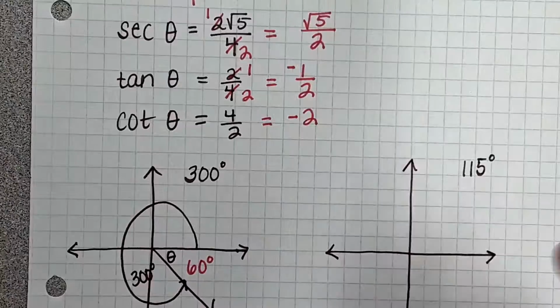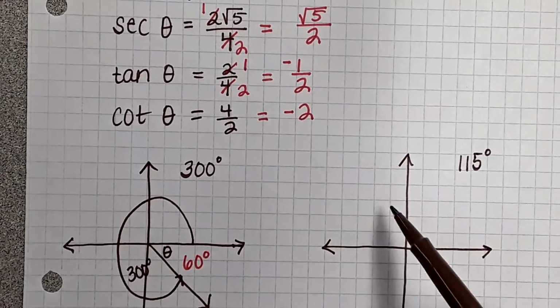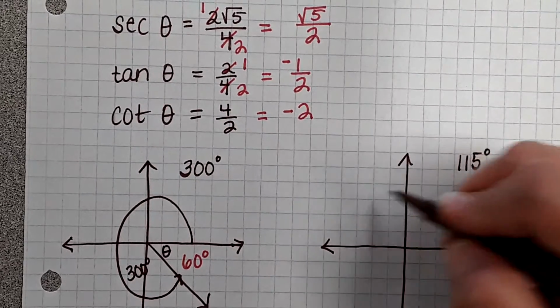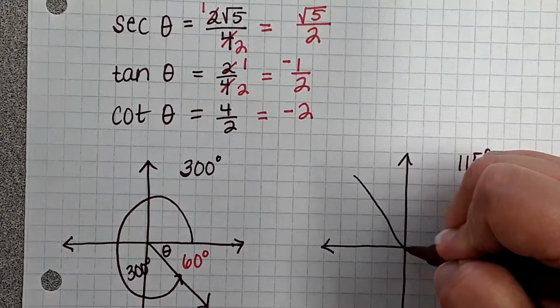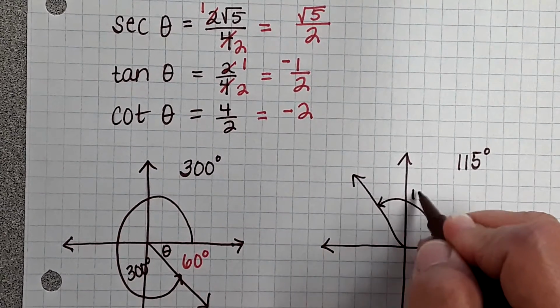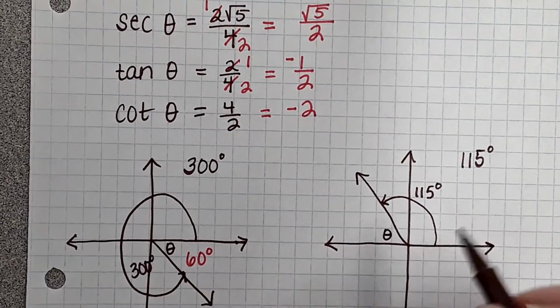Again, please remember that the reference angle is the angle between the terminal side and the x-axis. So where's 115 degrees? First, second, third, or fourth? Second. It is in the second. So we're going from here to here, and this is 115 degrees, so this is my theta.